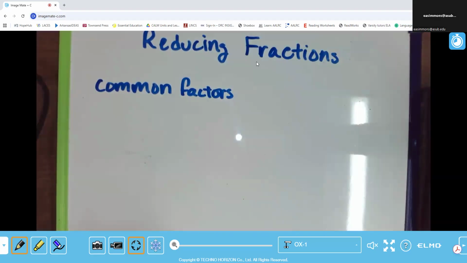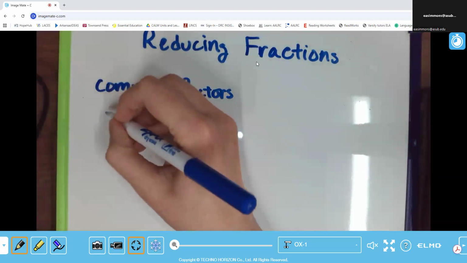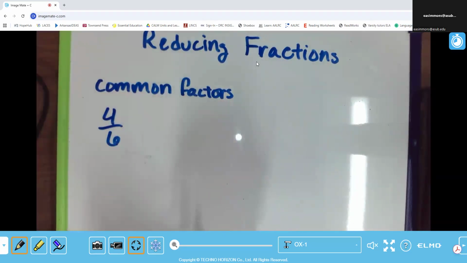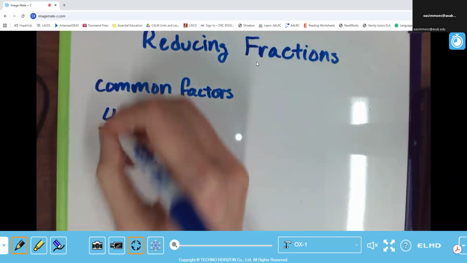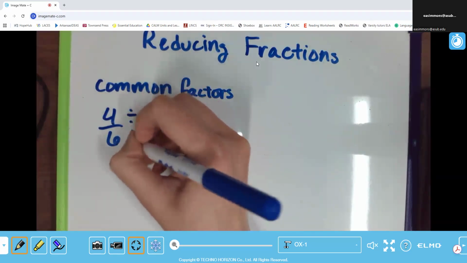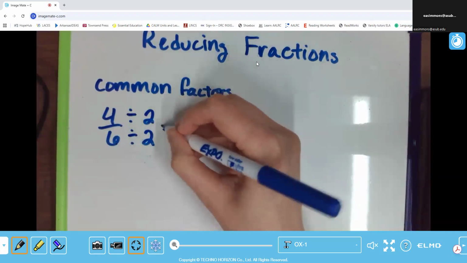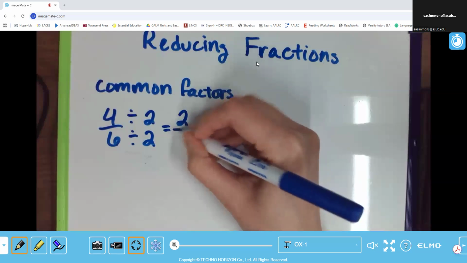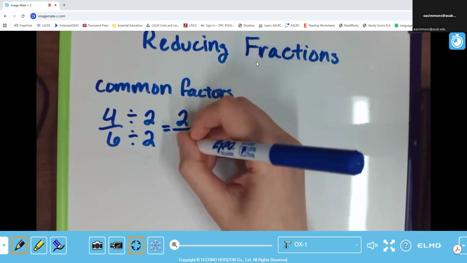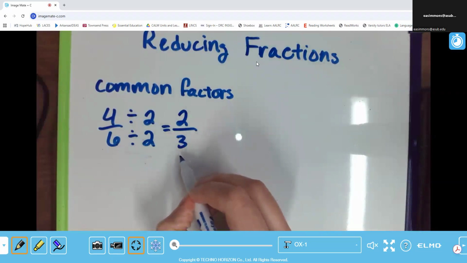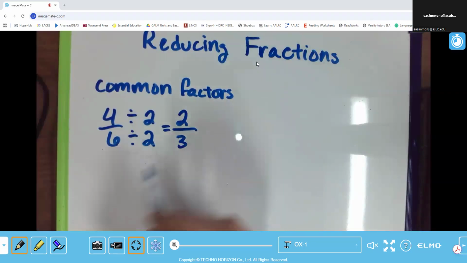So for common factors, and I think this is the one that most people gravitate towards, for example, if we had 4/6, we might recognize that both of these numbers are even numbers, so they can both be divided by 2. 4 divided by 2 is 2, and then 6 divided by 2 is 3. So 4/6 simplifies or reduces down to 2/3.